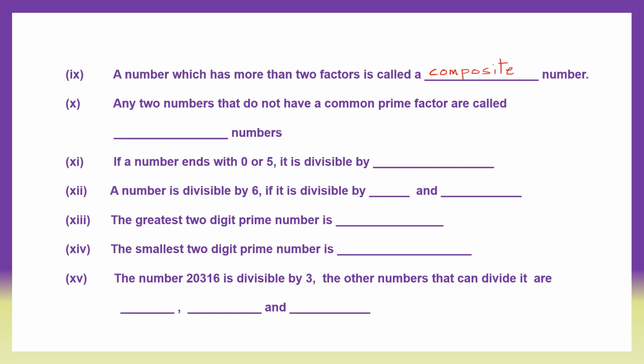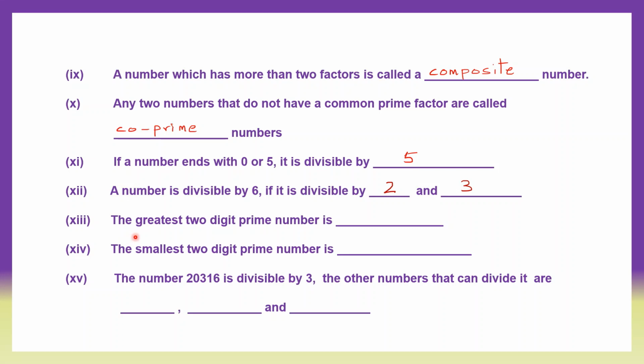Question 10. Any two numbers that do not have a common prime factor are called co-prime numbers. Co-prime numbers do not have any common prime factor between them. Question 11. If a number ends in 0 or 5, it is divisible by 5. Question 12. A number is divisible by 6 if it is divisible by dash and dash. So if a number has to be divisible by 6, it has to be divisible both by 2 and by 3.